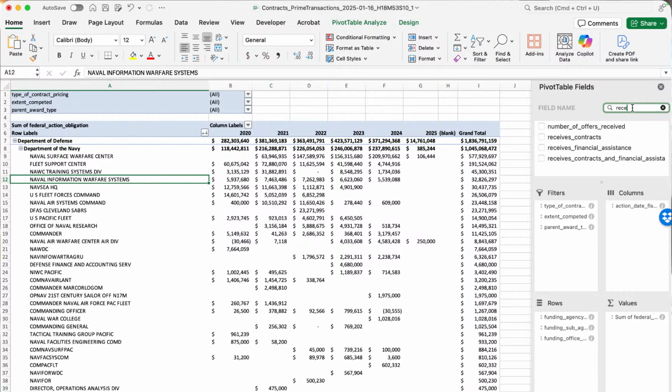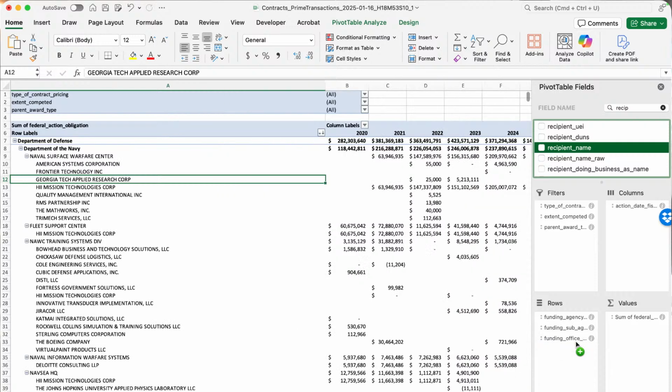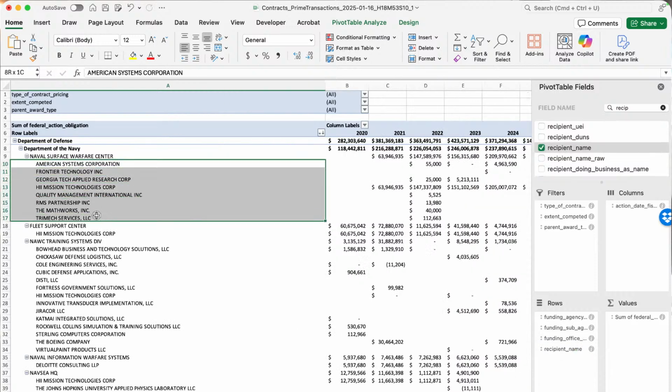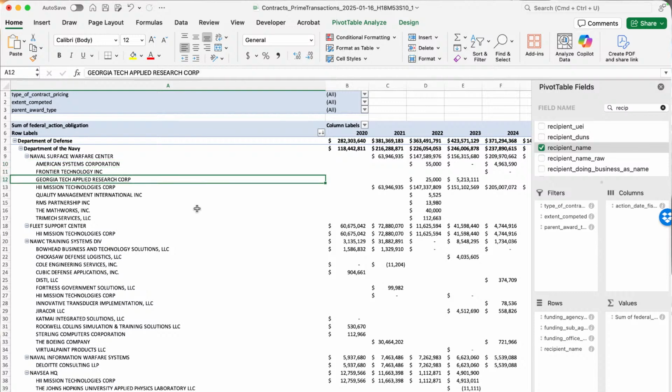We say recipient, and then we take recipient name here, and we drag it into the rows field. Sorry, missed it there. Rows field, and we can see who are the companies that are already providing, in this case, where our hypothetical is training support, who are the people already providing training support services and products to, in this case, the Naval Surface Warfare Center. So it's whoever this is: American Systems, Frontier Technology, Georgia Tech, HII, Mission Technologies, these people.